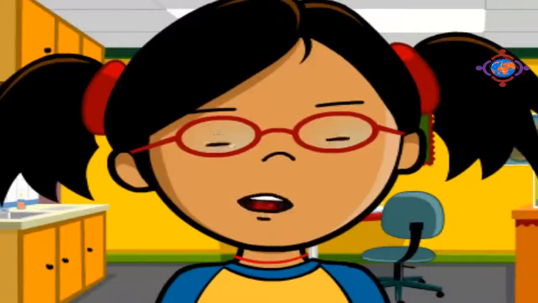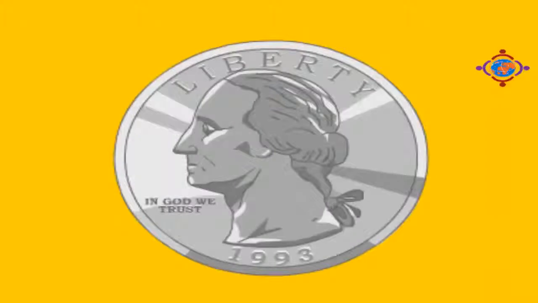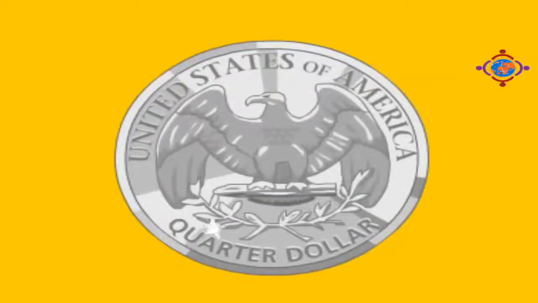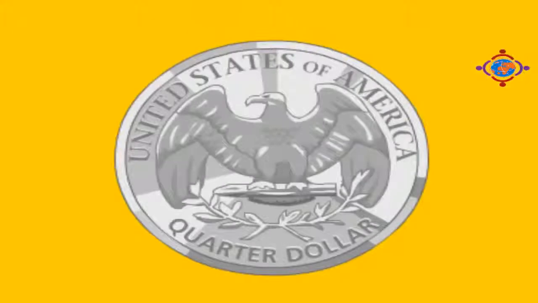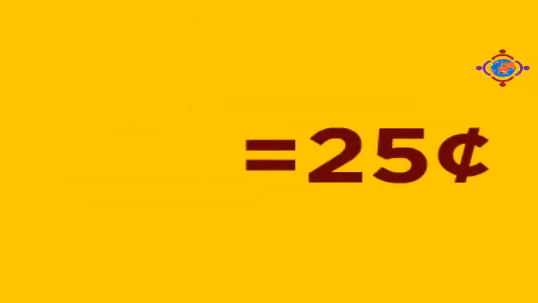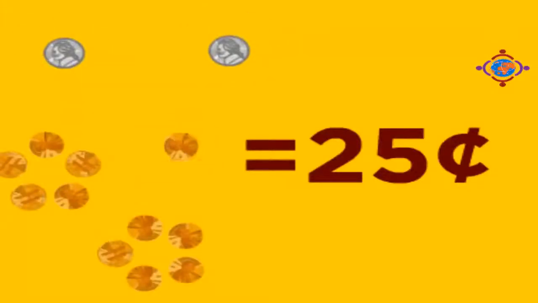There's one more coin here. What is a quarter? Well, this is a quarter, 'cause there's George Washington on the head, and that's an eagle on the tail. Some quarters have a state on their tail instead of an eagle. A quarter is worth 25 cents. That's the same as 25 pennies. Or 5 nickels.